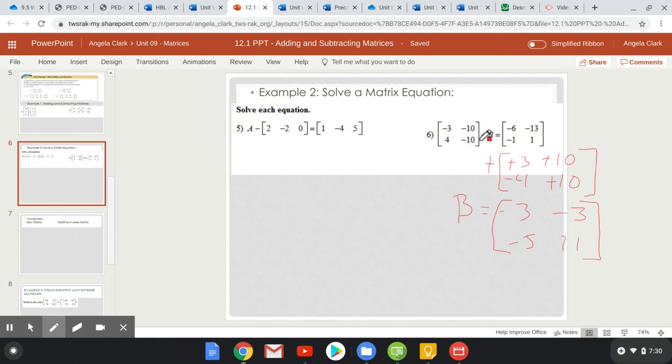One last note, remember that in order for me to do this subtraction, these two had to be the same size matrices. So if you ever have an equation where they're different sizes and you're trying to add or subtract them, then that would be unsolvable. It wouldn't work. There would be no matrix that would give you a different size equation. So essentially it would be no solution. So if you ever had two different size matrices, that would be no solution in this case.